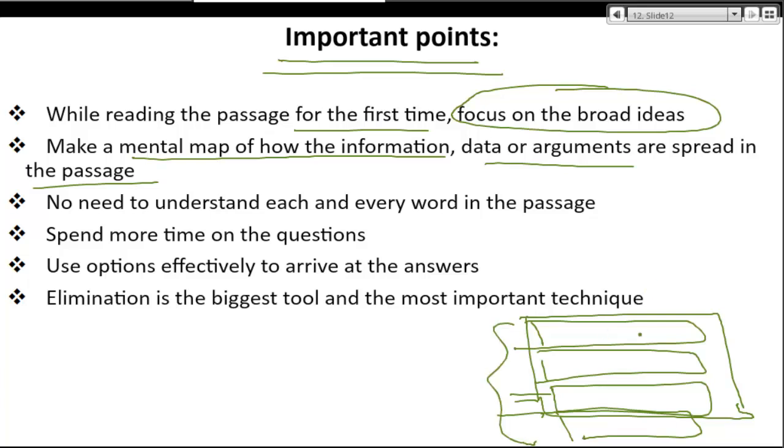So when the author comes to giving his own judgment, I will find it in the 4th paragraph. So if there is a question which is focusing on the author's opinion, I will come to the 4th paragraph and check where exactly the answer is hidden. That is what we mean by having what? A mental map.